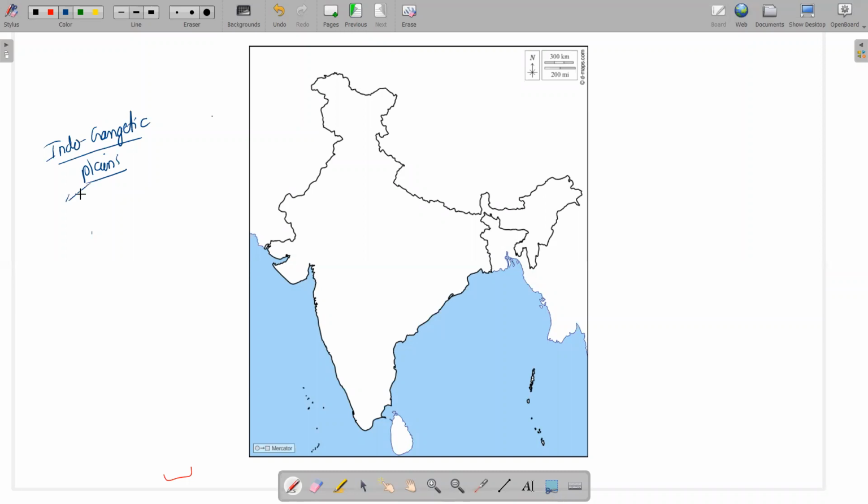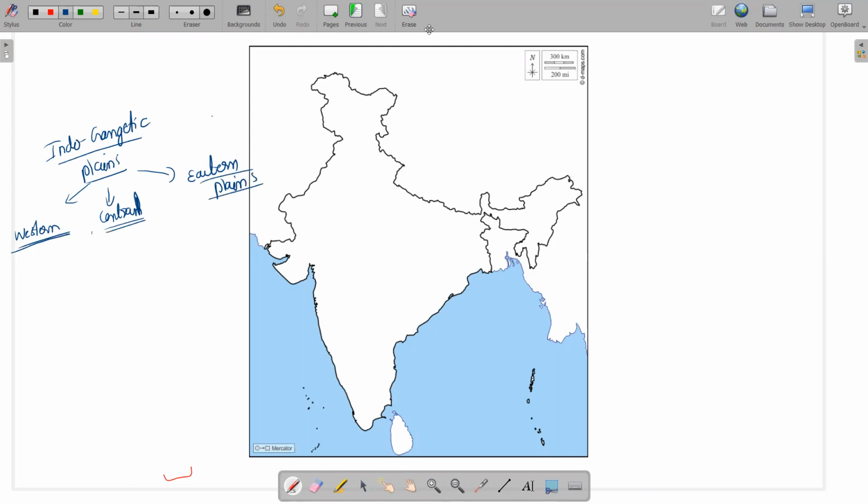There are 3 plains in total. One is the western plain, another is the central plain, and the last one is the eastern plain. Total 3 plains are there: western plain, central plain, and the eastern plain.